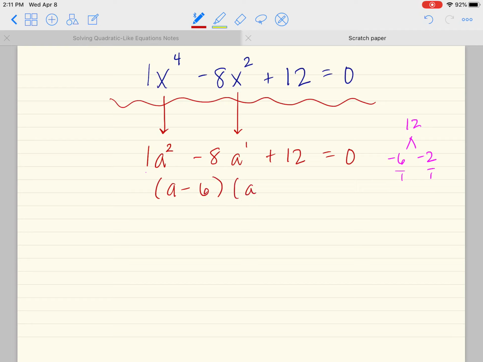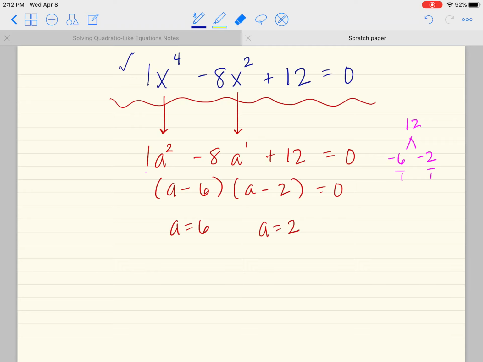This quadratic happens to be factorable. The factors of positive 12 that make negative 8 would be negative 6 and negative 2, and dividing by 1 is not going to change those. So this is going to factor into (a minus 6)(a minus 2), which means we get a equals 6 as a solution and a equals 2 as a solution. Okay, now we're part way there. If we were solving for a, we'd be in good shape.